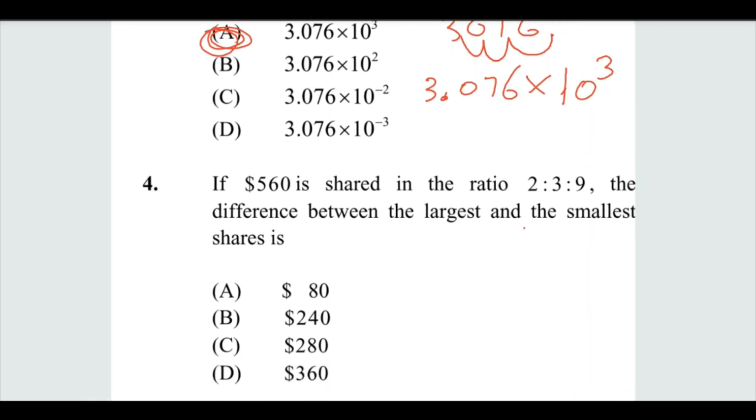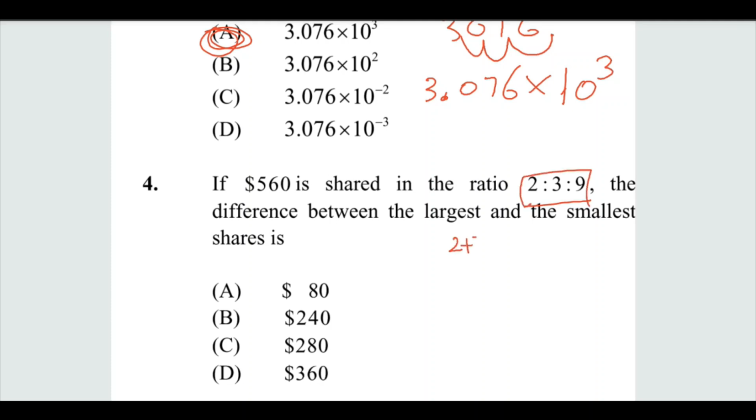Alright, so that one was easy. Remember, these are the questions that the students sent to me, right? So number 4 says, I think it will get hard as we go along. It says if 560 is shared in the ratio 2 to 3 to 9, the difference between the smallest and the largest share is. So when we're dealing with ratios, the most important thing is to find the value for one share.